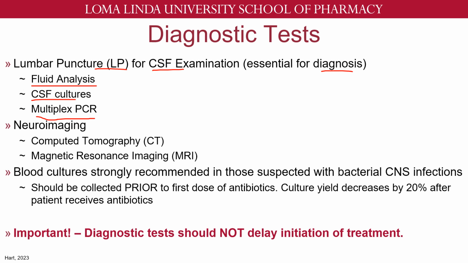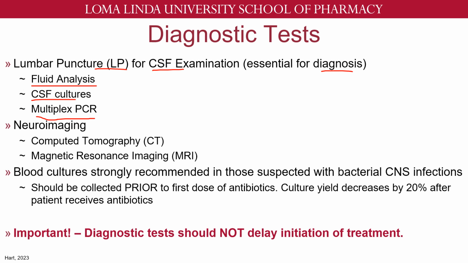instead of having to wait for the culture to grow out into a specific organism, we can use this multiplex PCR, which can rapidly identify an organism without the need of having it grow. We also have neuroimaging techniques, so computed tomography or a CT scan, or a magnetic resonance imaging or an MRI. They can help detect inflammation in the brain, and so you can use that to correlate whether or not a patient truly does have meningitis.